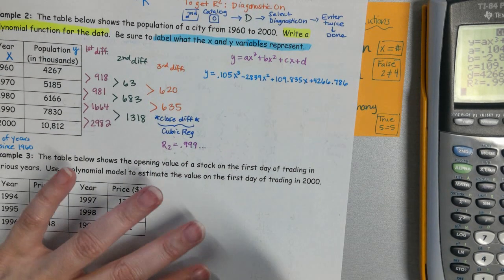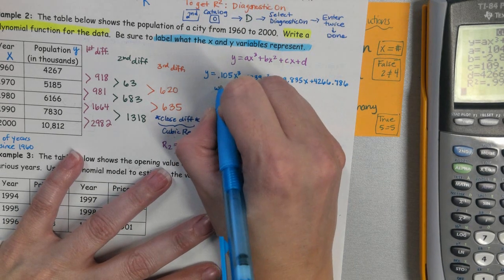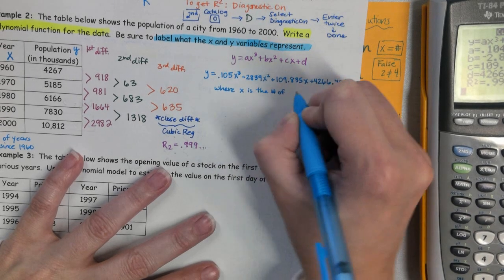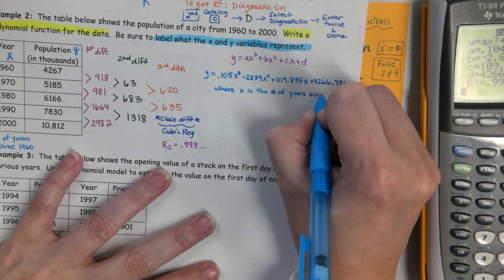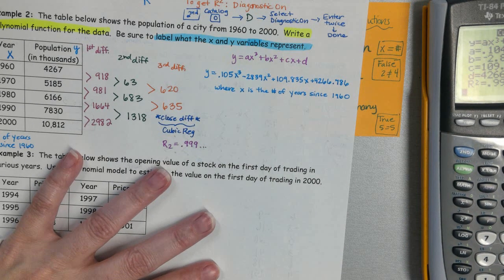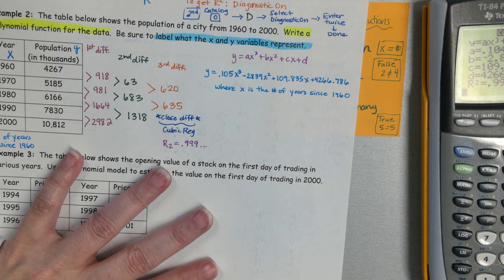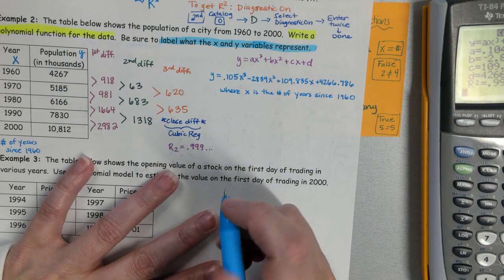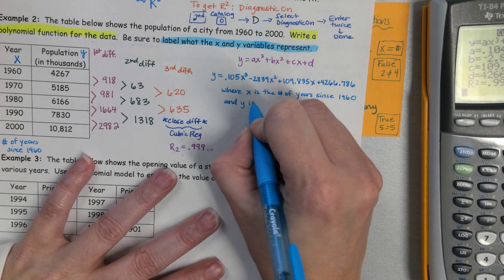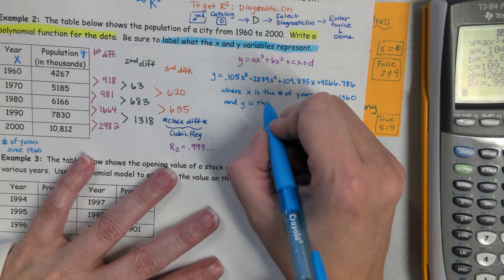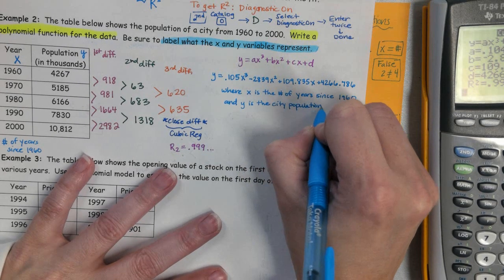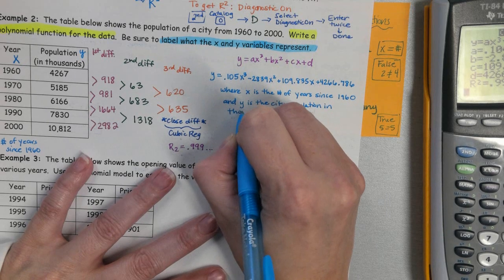Okay? And then this is where we just have to say what our variables are. So this is where x is the number of years since 1960, and that's why 1960 starts with 0. Okay, so in 1960, it's 0 years since 1960. And y, they actually told you what y is: the population. So you could say the city population, in thousands.